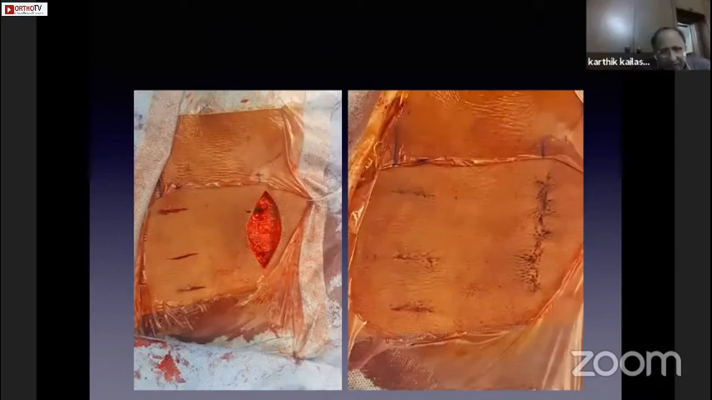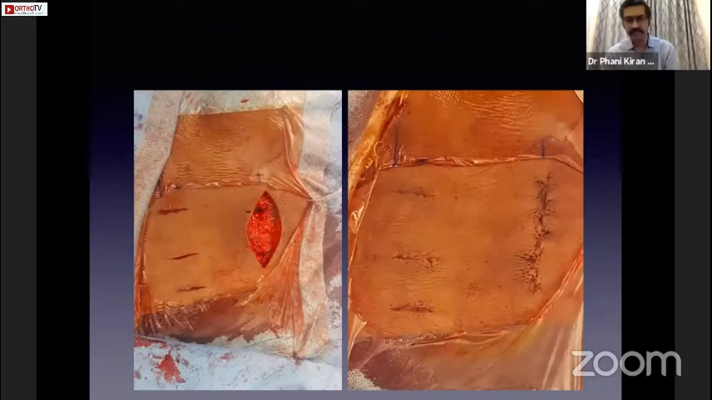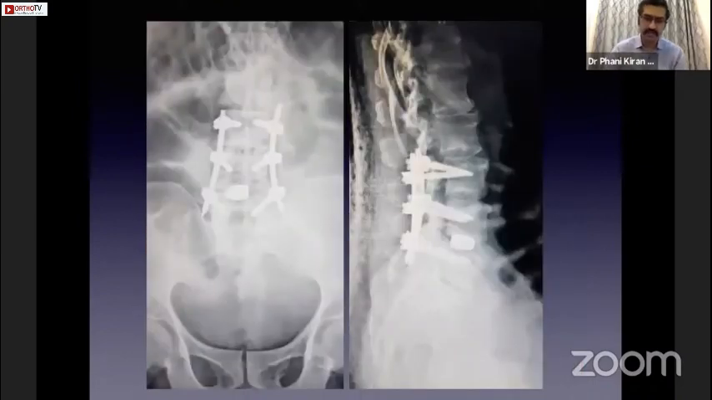This is what I had done, sir. And now it is 1 year, and his back pain was better after the surgery, and his leg pain was completely resolved. Now after 1 year, his ankle power is 4/5. He's able to walk almost normally.